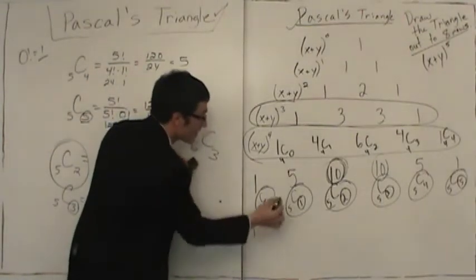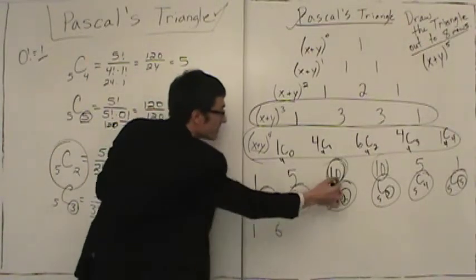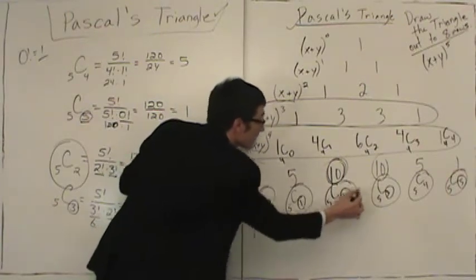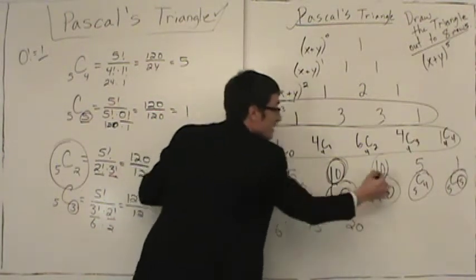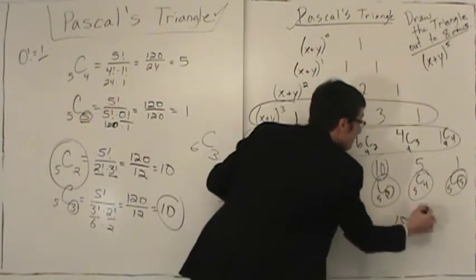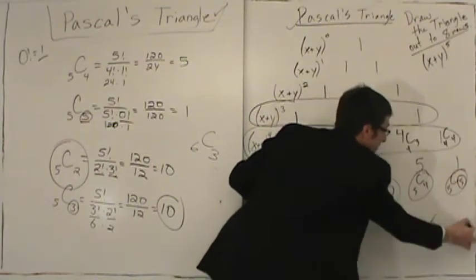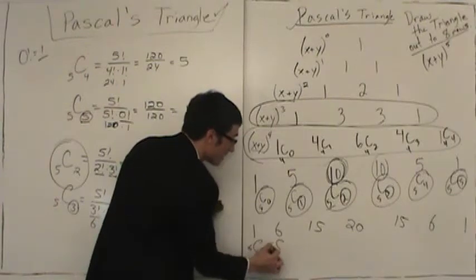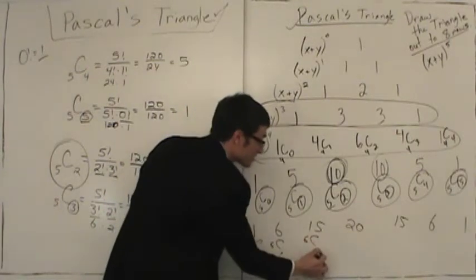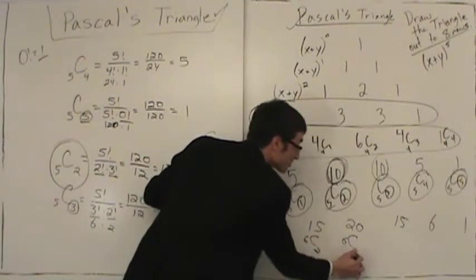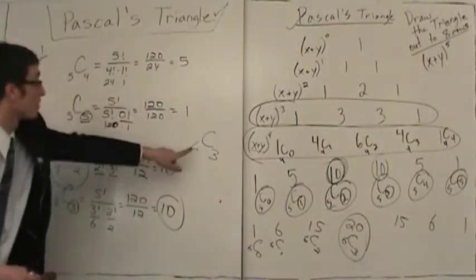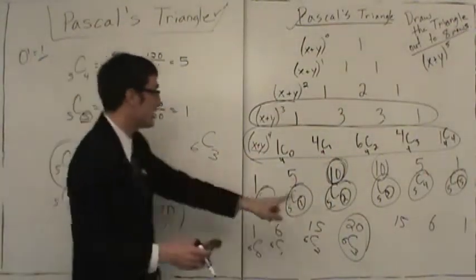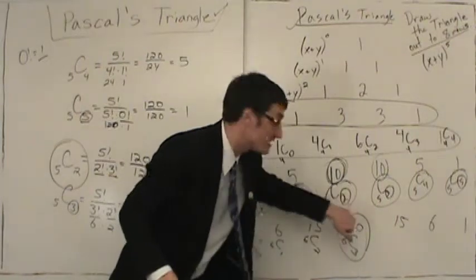So we have 1, 5 plus 1 is 6, 10 plus 5 is 15, 10 plus 10 is 20, 10 plus 5 is 15, 5 plus 1 is 6, and we have a 1 on the end. And this is combination 6 choose 0, combination 6 choose 1, combination 6 choose 2, combination 6 choose 3. There's our answer. So what is the combination 6 choose 3 equal to? Combination 6 choose 3 is equal to 20.